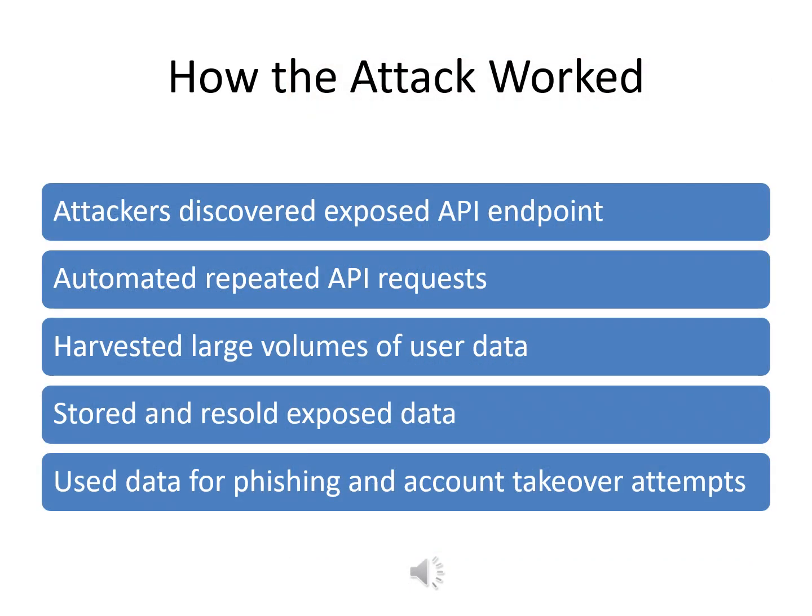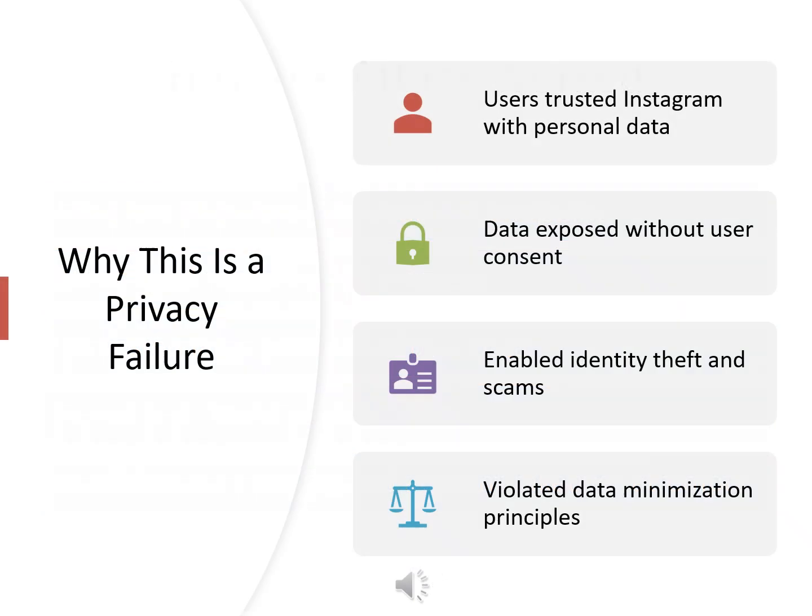Attackers first identified exposed API endpoints that were accessible without proper restrictions. They then used automated scripts and tools to repeatedly query these endpoints, allowing them to harvest data at scale. Because rate limiting and detection controls were weak, the activity went unnoticed for a period of time. The collected data was stored, packaged, and in some cases sold or shared. Later, it was actively used in phishing campaigns, including fake password reset emails and messages designed to trick users into revealing login credentials. This incident represents a clear privacy failure.